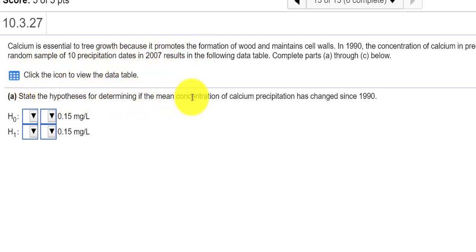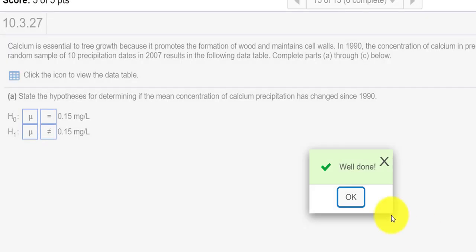And we want to see if the concentration of calcium precipitation has changed since 1990, right? So the null hypothesis, it looks like we're talking about a mean, so we're going to use the little mu sign. And the test is simple, is mu equal to 0.15, right? Meaning there has been no change, because this is what it was in 1990, 0.15, and we want to know, is it still 0.15 in 2007? So the alternative hypothesis would be, it does not equal. I check my answer. Well done.